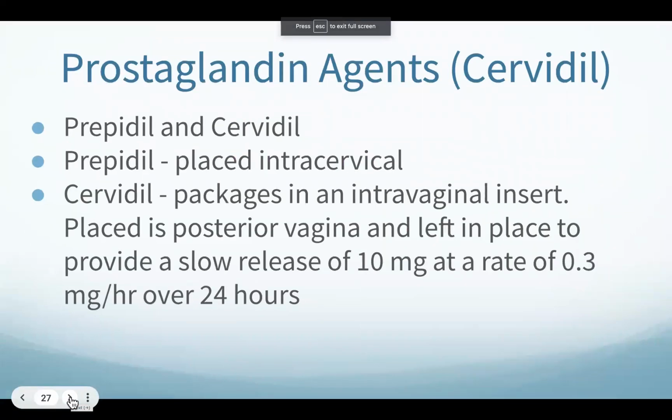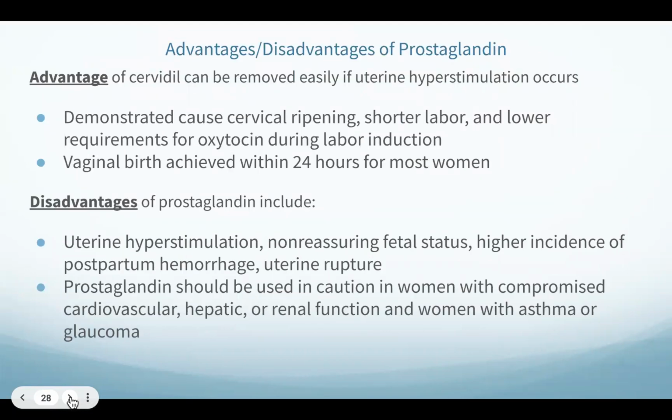Okay, so prostaglandin agents, different types. You have Prepidil, Cervidil. It's placed intracervical, and it's left in place to provide a slow release. The advantage is it can be removed, which is really nice if uterine hyperstimulation occurs. It kind of looks like a tampon and has a string attached to it, so it can be removed. Again, disadvantages, and you're going to see this with a lot of these: hyperstimulation, non-reassuring fetal status, high incidence of uterine rupture, and postpartum hemorrhage.